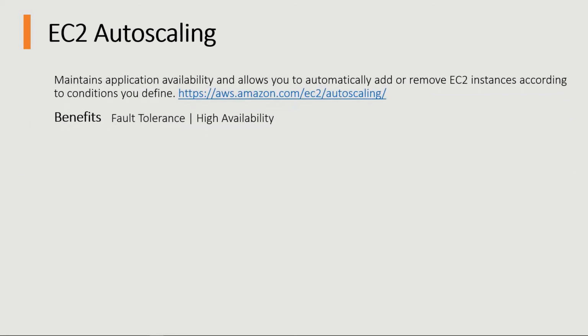So first, let's see what is EC2 auto scaling. EC2 auto scaling maintains application availability and allows you to automatically add or remove EC2 instances according to conditions you define. It means that EC2 auto scaling just adds and removes particularly EC2 instances. In AWS resources, it adds or removes the EC2 instance. The benefits are it is fault tolerant and creates high availability.